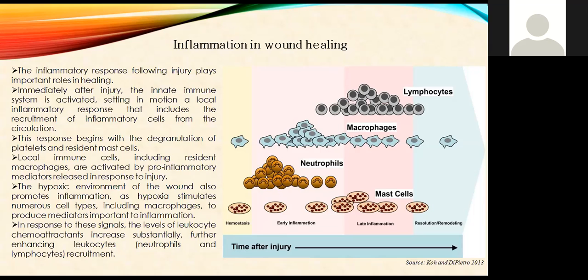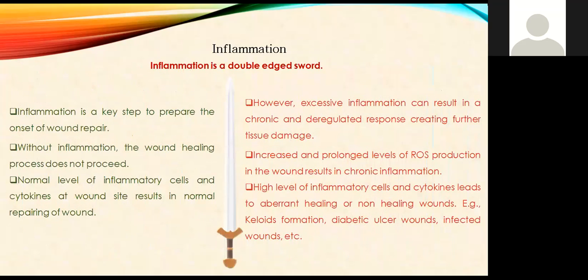It starts with the degranulation of platelets and resident mast cells, which in turn activate the resident macrophages to secrete pro-inflammatory mediators, which in turn activate the extravasation of neutrophils. And in response to these signals, the level of leukocyte chemoattractants increases and enhances leukocyte recruitment here. And hypoxia also stimulates these cell types.